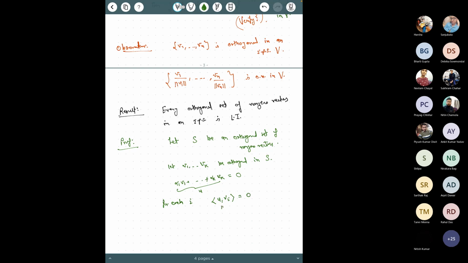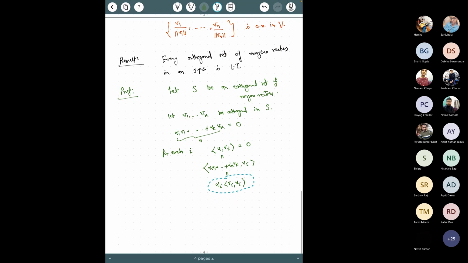But then on the left hand side, u is alpha 1 v1 to alpha k vk, inner product with vi, which is 0. If you simplify this further using the property that these vectors are orthogonal, this gives you alpha i times the inner product of vi with vi. This thing is 0, but you know that these vectors vi are non-zero. Therefore this implies that alpha i is 0 for each i equal to 1 to k.